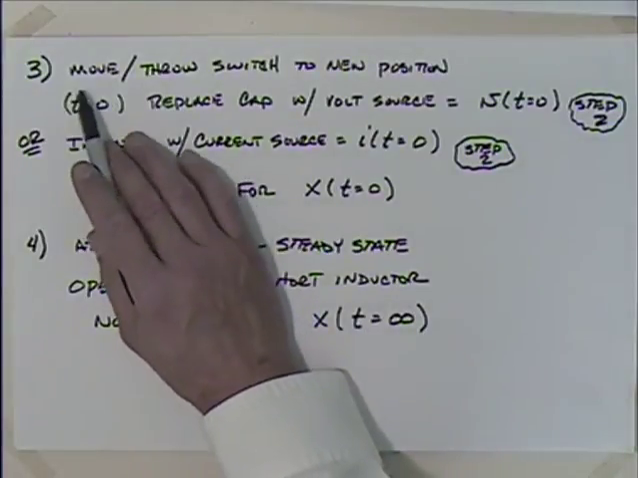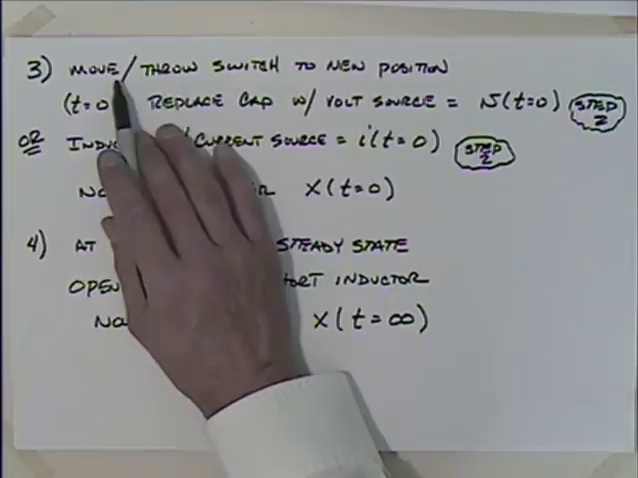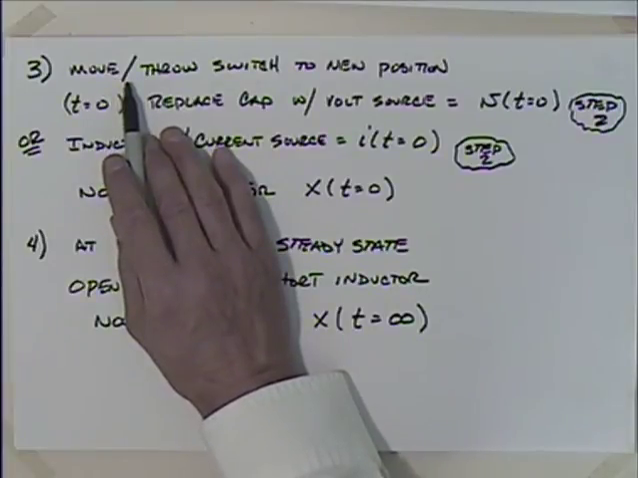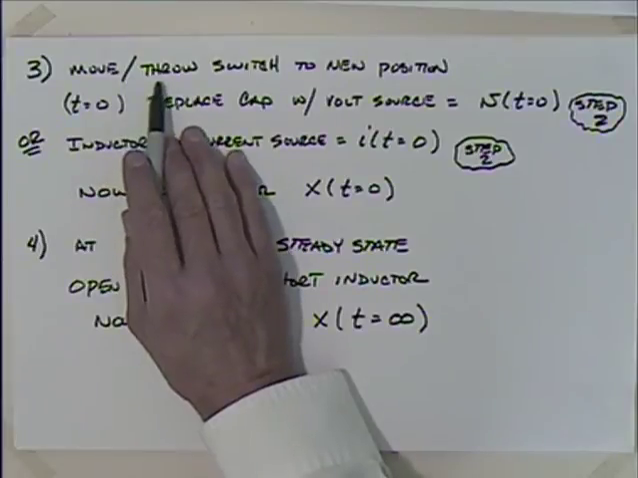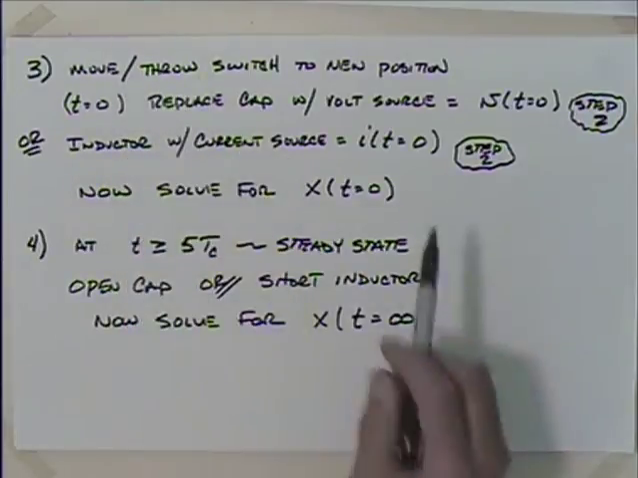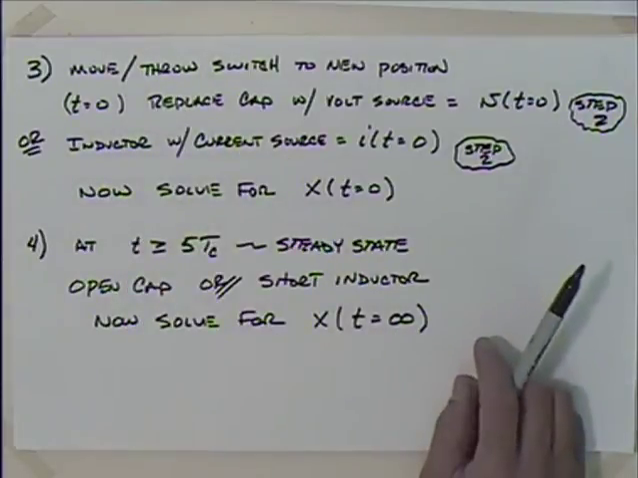So we'd like to, step 3, move or throw the switch. I don't say close the switch because sometimes the switch is already closed and we open it. Sometimes it's in one position and we move it to another position if it's like a double throw switch or something like that. So we move or throw the switch to the new position.